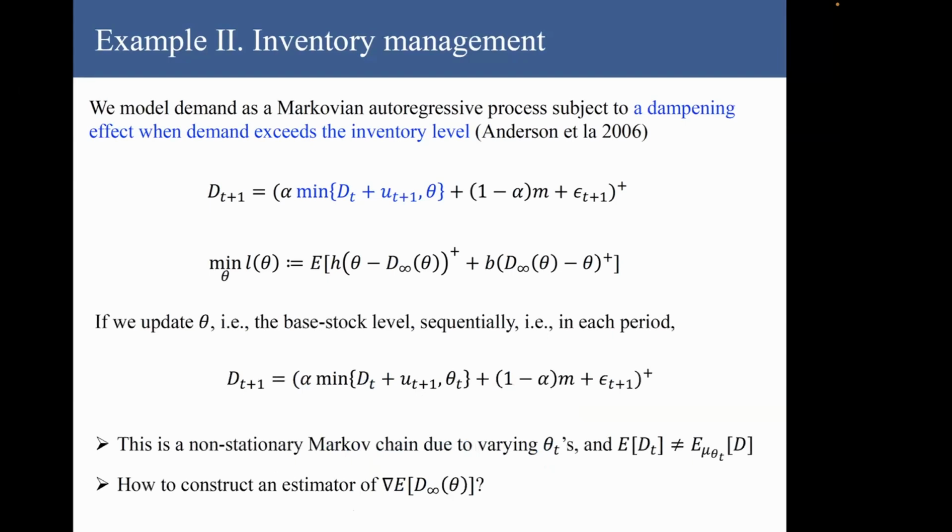Now, if I try to learn the right inventory level to order in a fully adaptive fashion, that basically means that my theta t is going to change from one period to another. And again, this is going to give me a non-stationary Markov chain because of these varying theta t values. Due to the transient behavior here, the expected value of d_t is going to be far from the corresponding stationary distribution. So I run into the same problem as before.